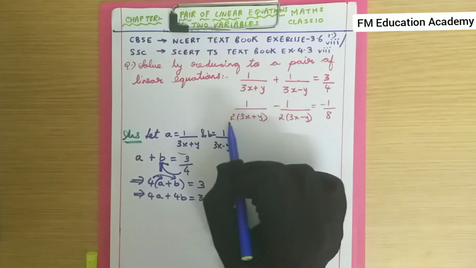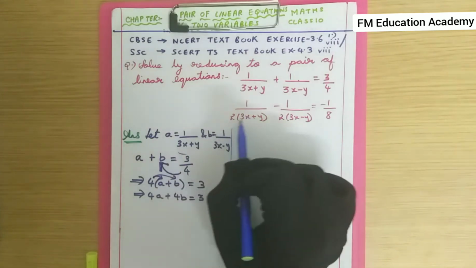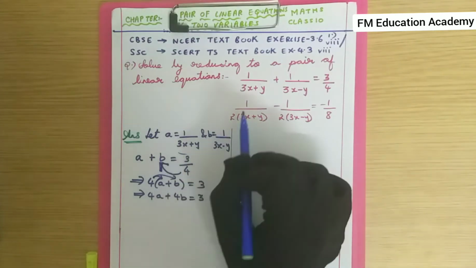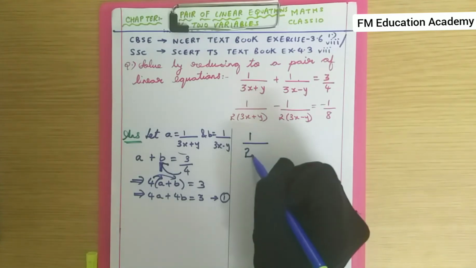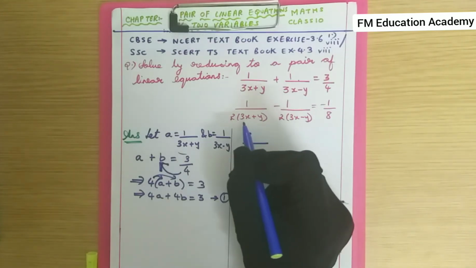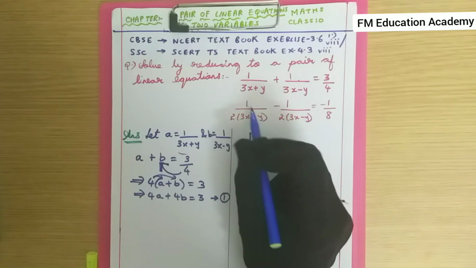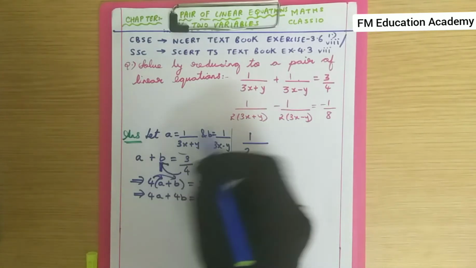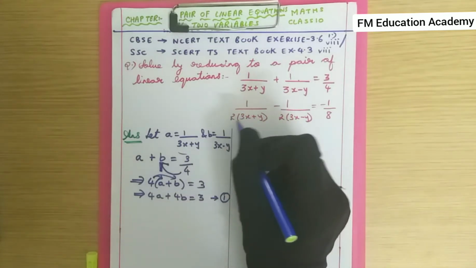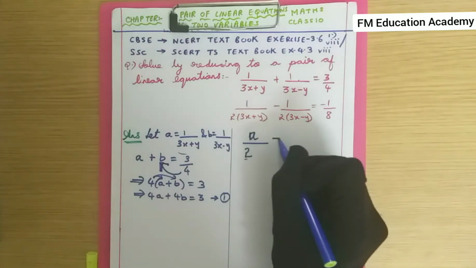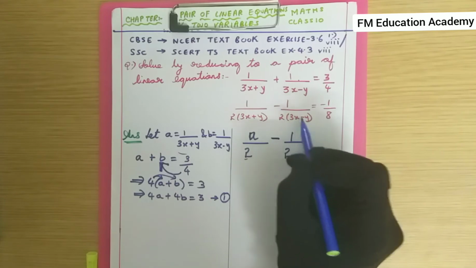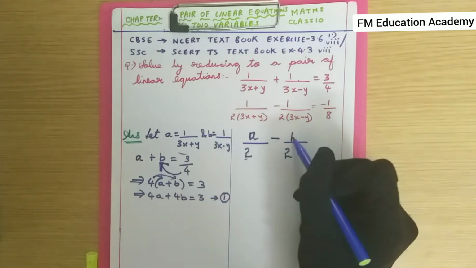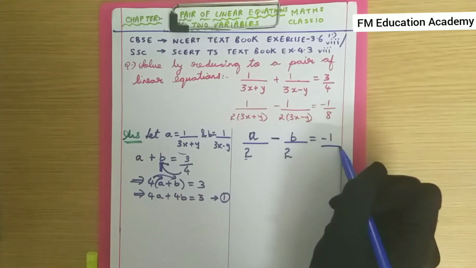So what I will do is, 1 by 2 I didn't assume here, only 1 by (3x plus y) I have assumed. So 1 by 2 will be as it is here. 1 by 2 will be as it is into (3x plus y) is there. So 1 by (3x plus y) I have assumed as a. So a by 2, I have 2 in the denominator. Minus is there, so I'll write minus. Now again 1 by 2 is there, and 1 by (3x minus y) is nothing but b. So in the numerator I'll write b, is equal to minus 1 by 8.